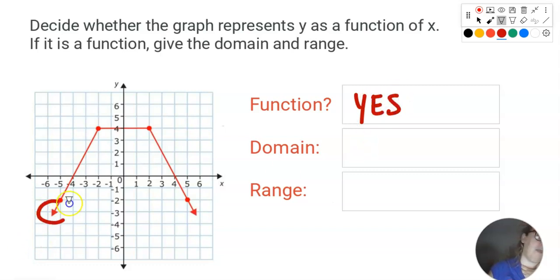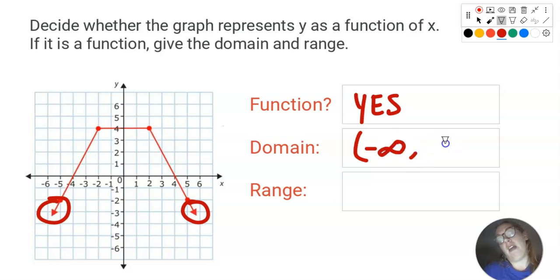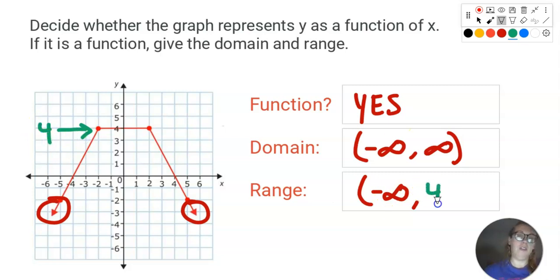The domain, again, we notice these arrows. These two arrows are going to keep going down, spreading further and further apart as the x values increase and decrease, going all the way over to negative infinity and positive infinity. The range, those arrows are going down, so the range is definitely going all the way down to negative infinity. And then that range stops up top here at its highest value of 4. So it goes from negative infinity to 4.